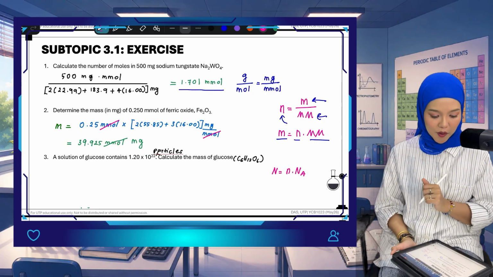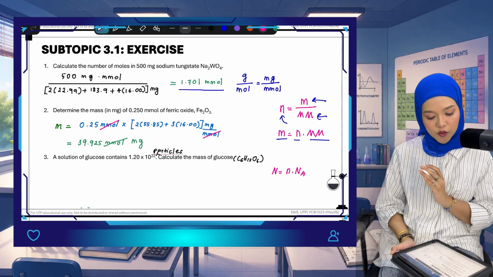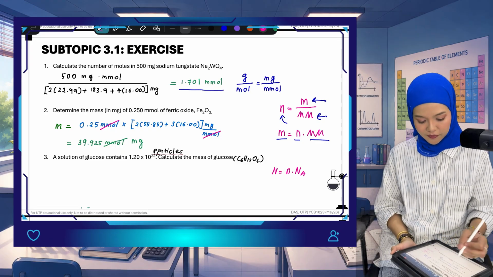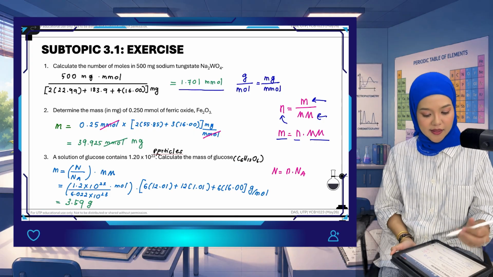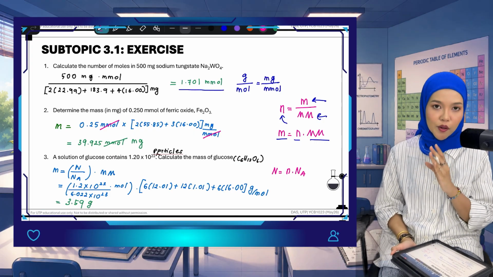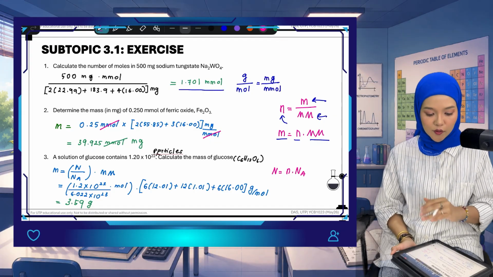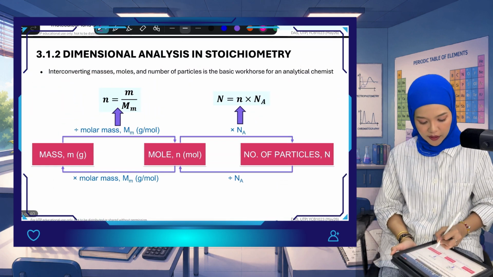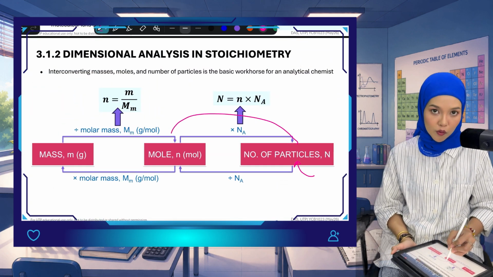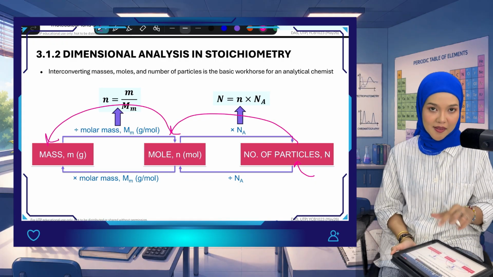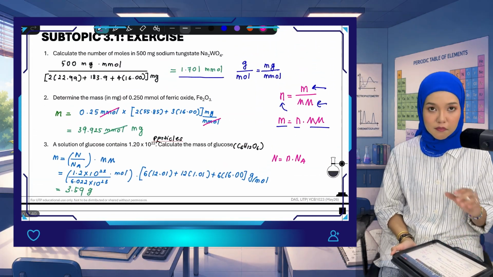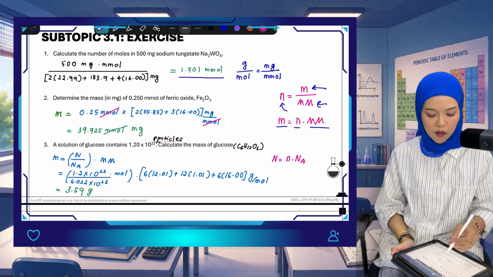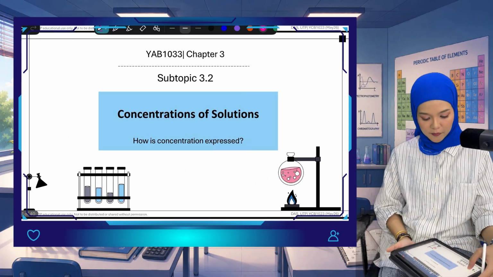Now, the last question: a solution of glucose contains 1.2 × 10^22 particles. Calculate the mass of glucose. Did you get the same answer? The mass is 3.59 gram. For this one, you need to move two steps. You are given the number of particles, so you need to calculate the mole first, and then you can calculate the mass. In my case, I just calculate everything in one go. It really depends on how comfortable you are in calculating things.